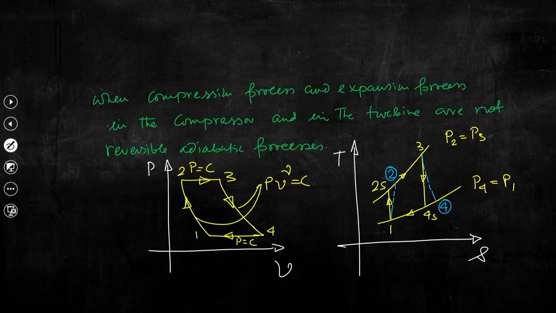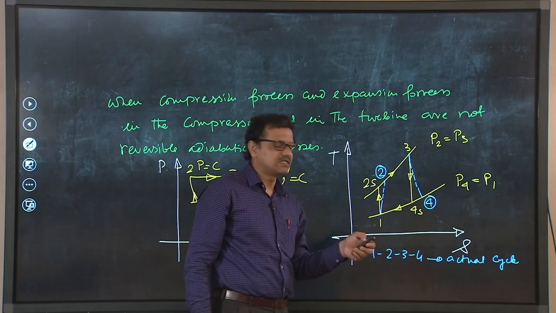So, now 1, 2, 3, 4, this is the actual process. So, I am writing 1, 2, 3, 4, actual cycle. Now, accounting for the losses due to irreversibility, we can define two important efficiencies. One is the isentropic efficiency of the compressor and the isentropic efficiency of the turbine.